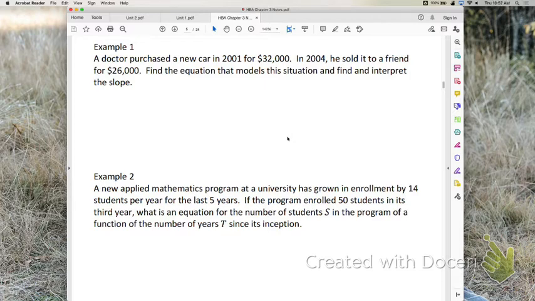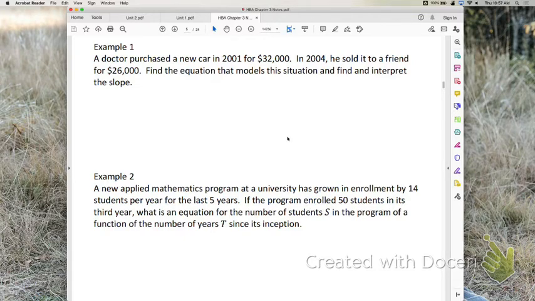All right, so if we read example 1. Reading example 1, or this is going to take 15 million years, which I don't want it to. All right, so in example 1, we are told a doctor purchased a new car in 2001 for $32,000. In 2004, he sold it to a friend for $26,000. We would like to write the equation of a line for this, okay? I'm going to work this one the whole way through just to show you a few things. But when you read these word problems, you need to think either am I being given 2 points or am I being given a slope and a point? It's one of two things every time. Any guesses as to which one this one is?